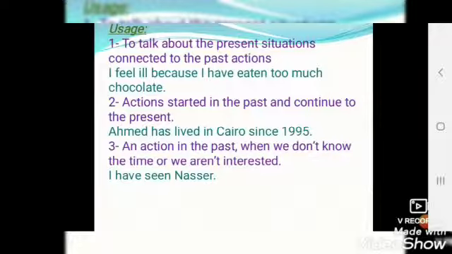We use the present perfect also to express an action in the past when we don't know the time or we aren't interested. We aren't interested here means I'm not interested in knowing the time the action happened, or I don't know the time of the action. Like the example: I have seen Nasser. It means that I don't know the time that I met Nasser, or I'm not interested in the time.